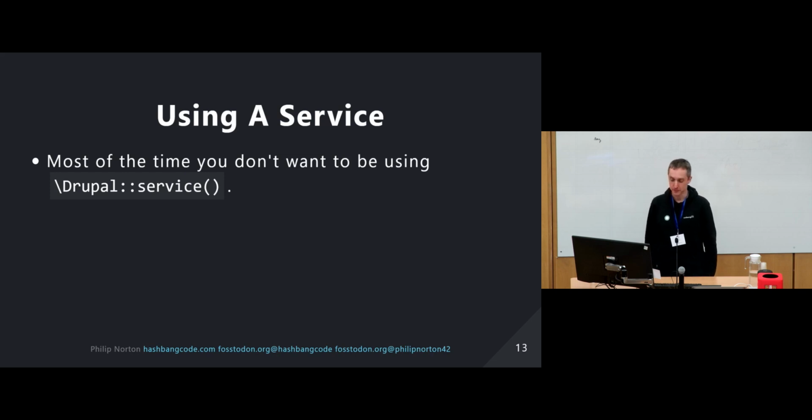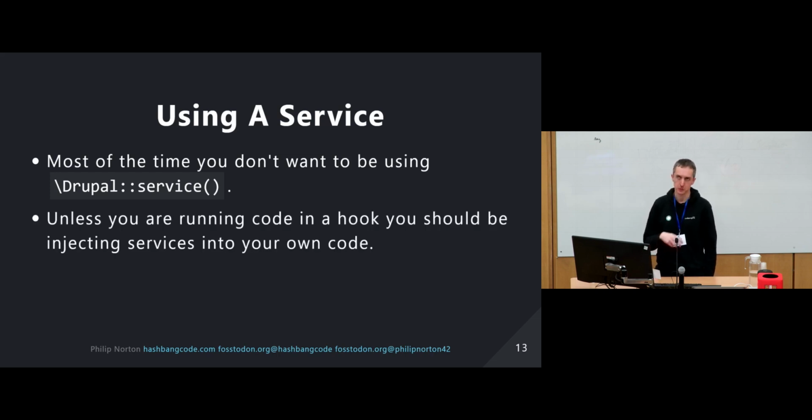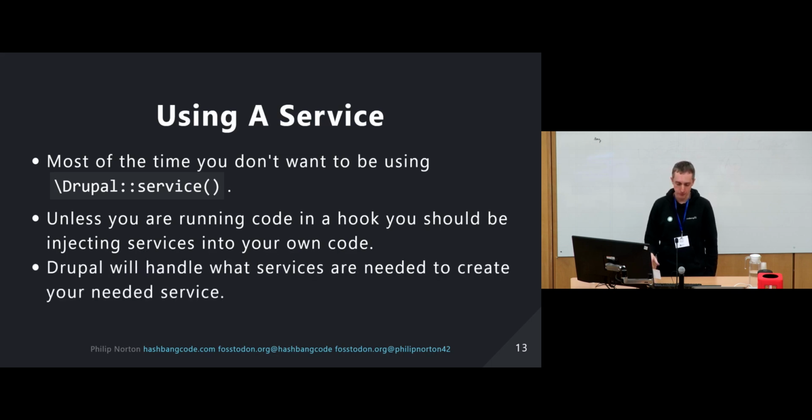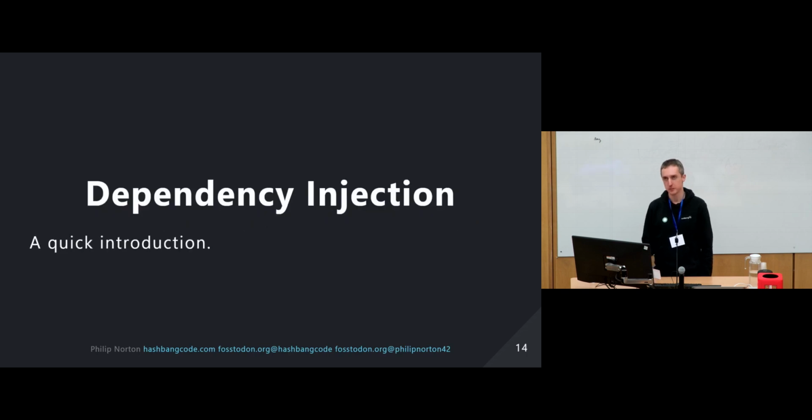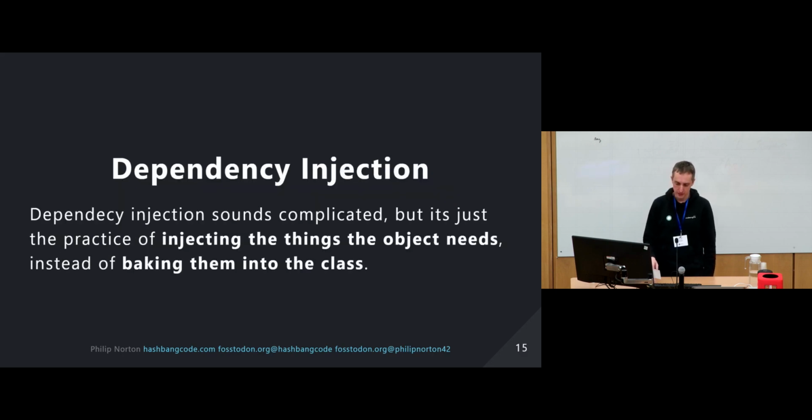So most of the time, you don't want to be actually using this service method inside the Drupal class. Unless you're running your code in a hook, in your procedural land, you want to be injecting services into your own code so that you can start using them. And Drupal handles all this automatically, figuring out what services are needed for what things, and this is called dependency injection. So I thought I'd do a quick 3-slide introduction to dependency injection in case someone here is a bit lost.